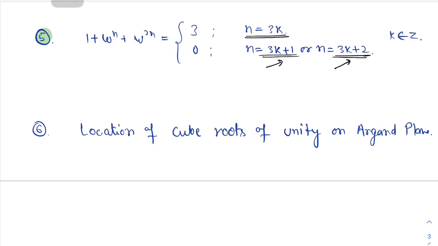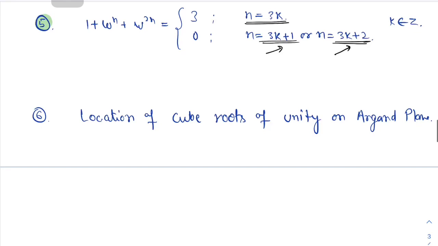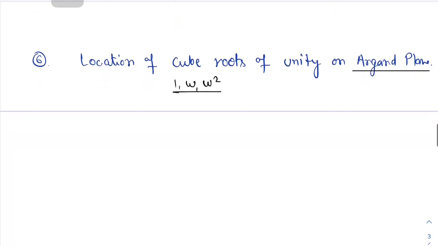Moving on to the next property, and that is what will happen if we locate these cube roots of unity. Cube roots of unity are 1, omega and omega square on our complex plane or Argand plane. You can observe one thing, that these three cube roots of unity, all three are unimodular.